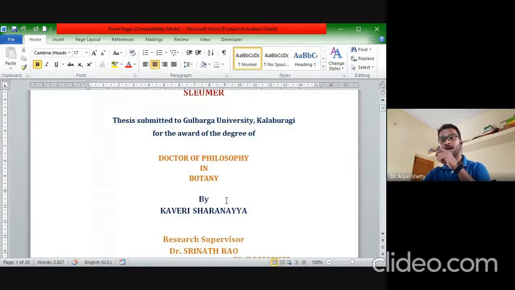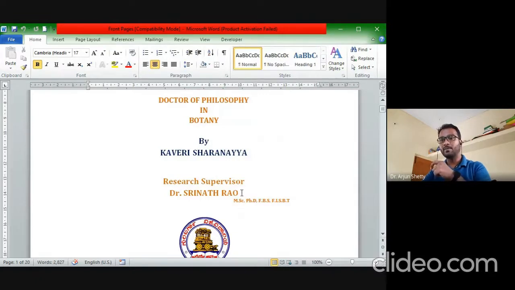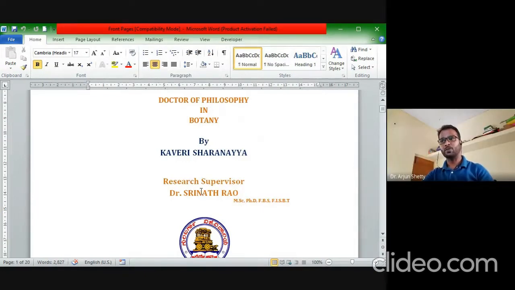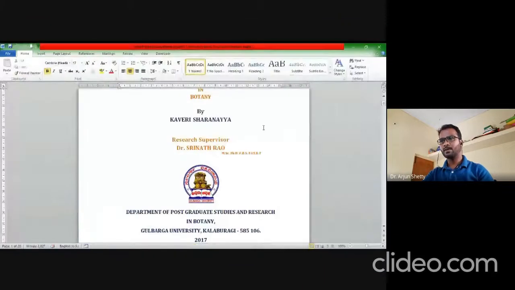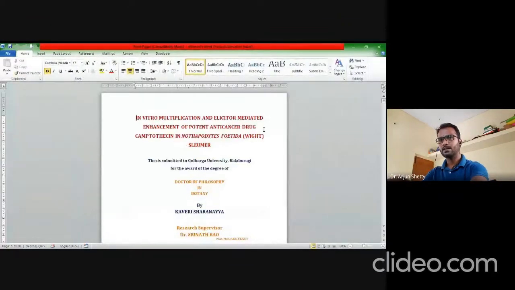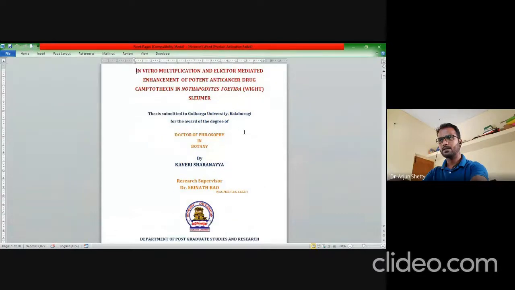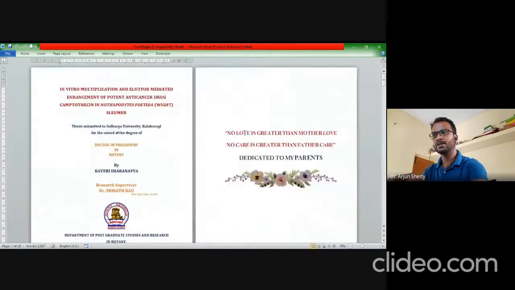Who is the author, the person responsible for the thesis? Kaveri Sharanaya. Below that is the research supervisor, the person acting as a mentor, Dr. Srinath Rao, MSc. This is the sort of research supervisor name you give. I will enlarge it so you can see it clearly. Now, can you all see the complete page?